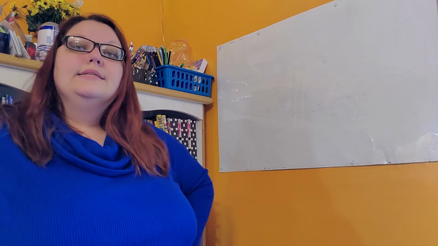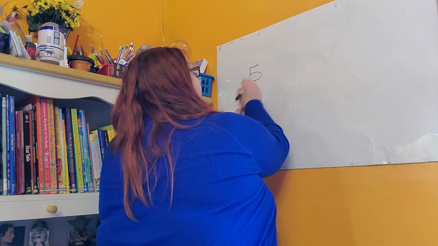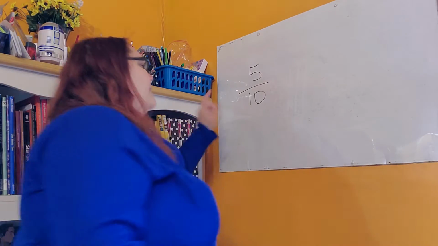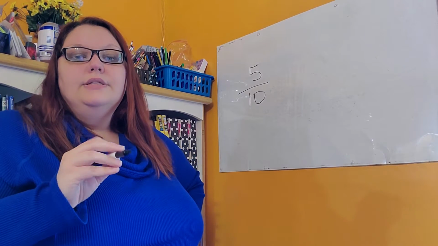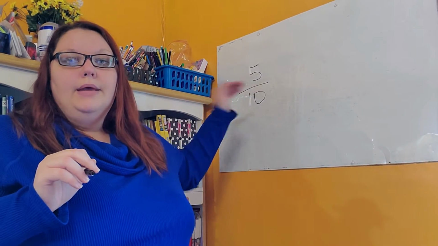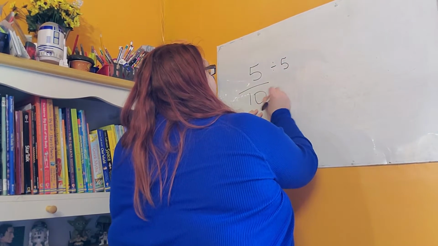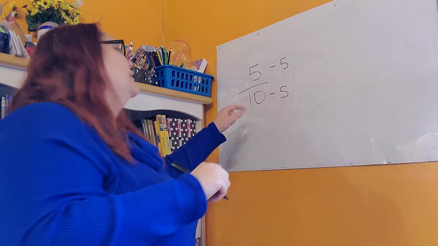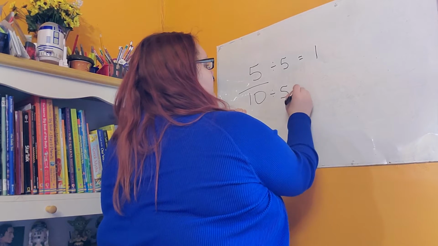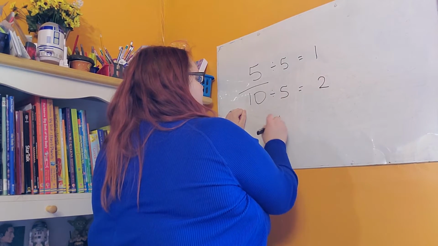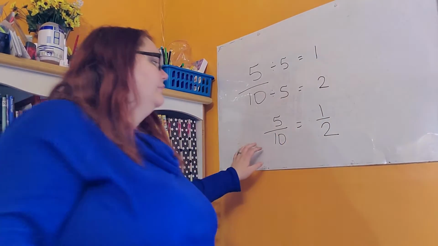Method 2 is when you use division. So let's put a different fraction up here. If we have 5/10 and we want to find an equivalent fraction to that, we would have to divide it by the same number on the top and on the bottom. So let's divide by 5 on both. And when we do that, we get 1 and we get 2. So 5/10 is equivalent to 1/2.